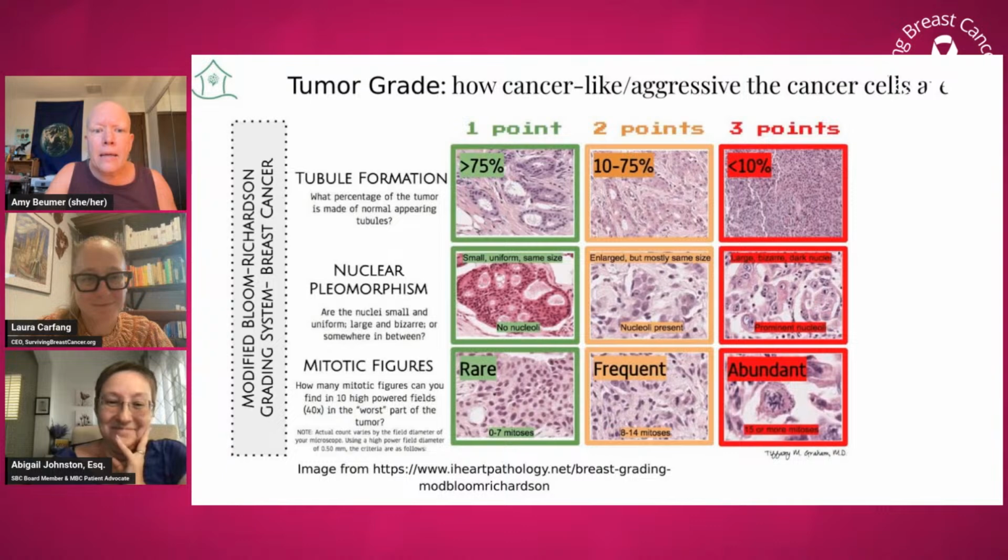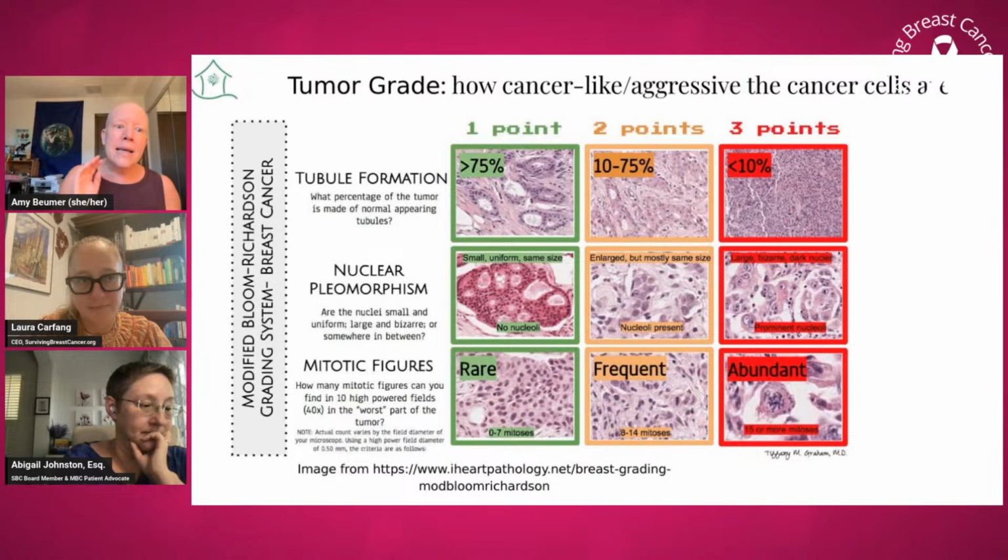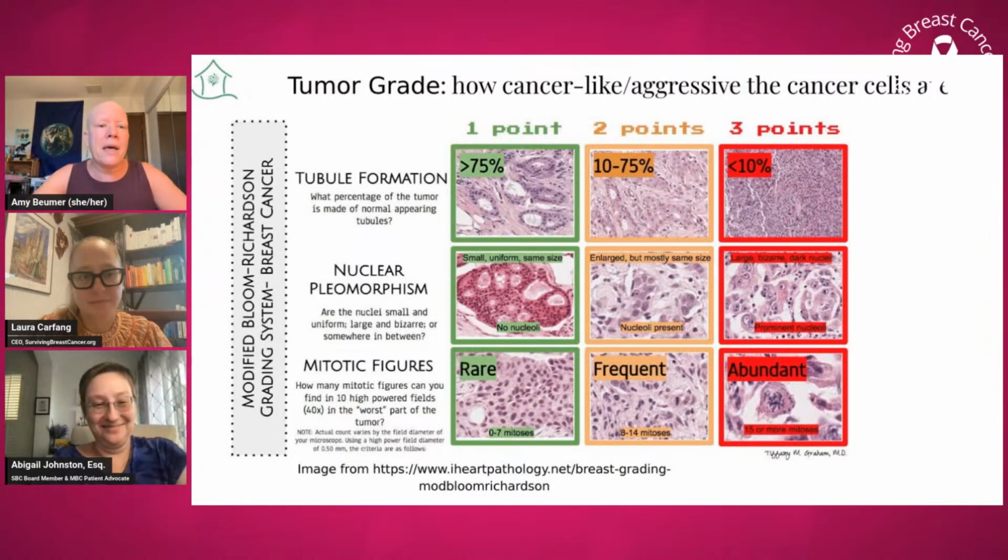All right. So the next thing I want to talk about is tumor grade. And tumor grade is how cancer-like or aggressive the cells are. And sometimes when we think of grade, we think higher grades are better. In this case, higher grades are not better. Higher grades mean that the cancer cells are more aggressive.